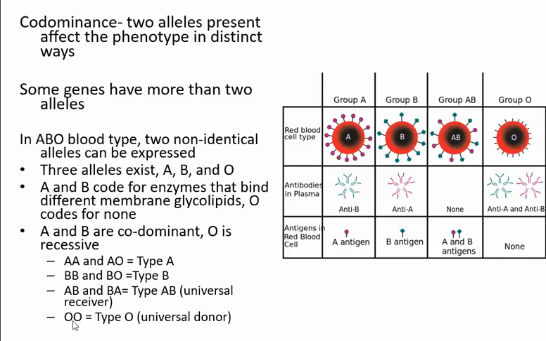Type O blood means that your genotype is OO. These people are known as the universal donors because their red blood cells don't have A or B glycolipids on the outside. So that means that they could donate this blood to anyone. And there's nothing here that their immune system will respond to.